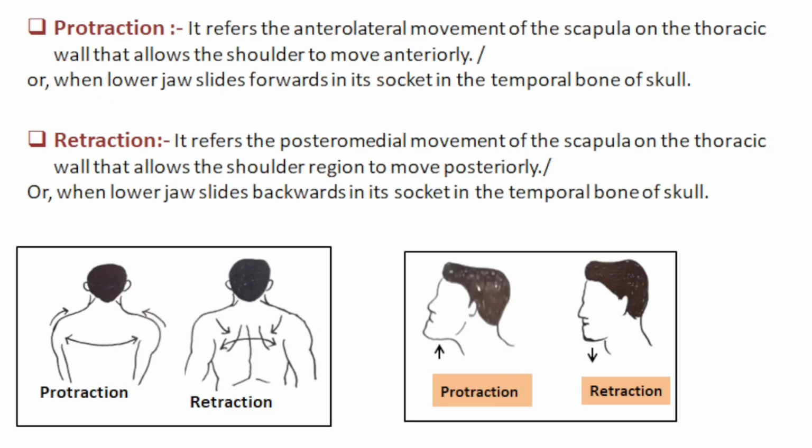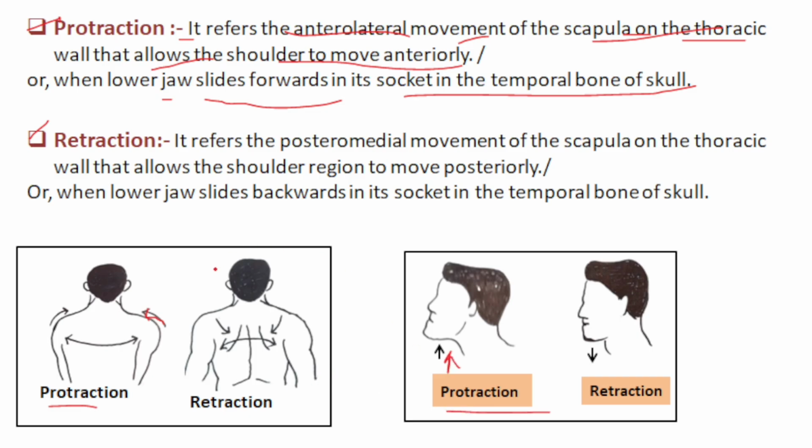Then the last term is protraction and retraction. First, protraction. It refers to the anterolateral movement of the scapula on the thoracic wall that allows the shoulder to move anteriorly. It is also called protraction when the lower jaw slides forward in its sockets in the temporal bone of the skull. You see that in the first image, when the shoulder moves anteriorly, it is called protraction, and in the second slide, when the lower jaw moves forward, it is also an example of protraction.